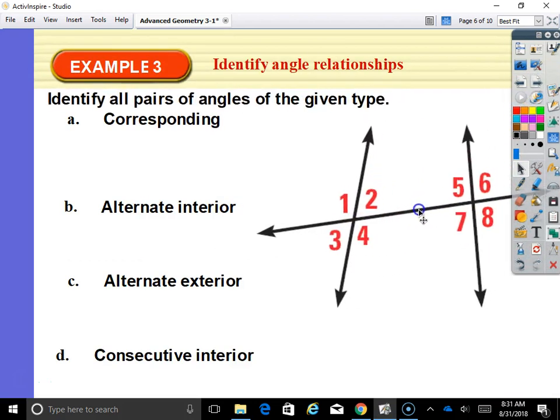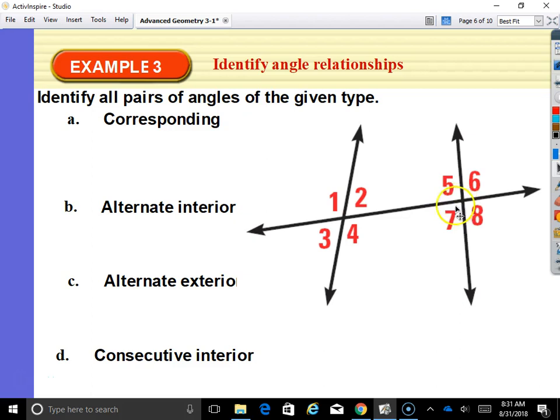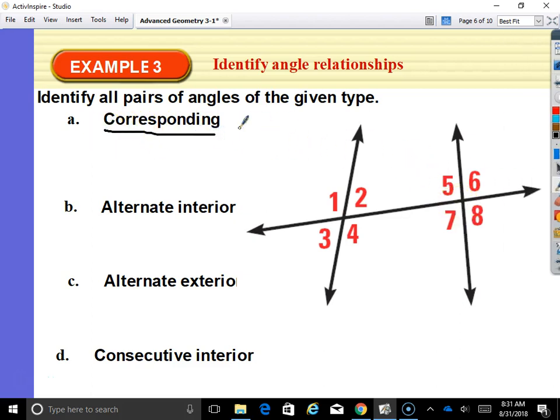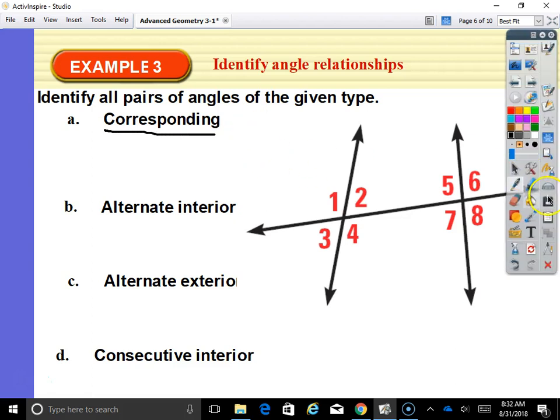All right, so now we are going to get into some more vocabulary because vocab is so fun. So, corresponding angles. Corresponding angles are in the same side, same position. So, when I say sides, I'm talking about the transversal. So, do you see this line cutting through two parallel or non-parallel lines? A line cutting through two parallel or non-parallel lines is called a transversal.